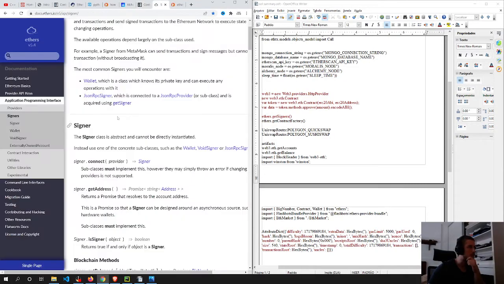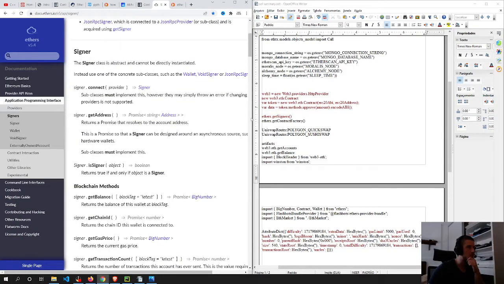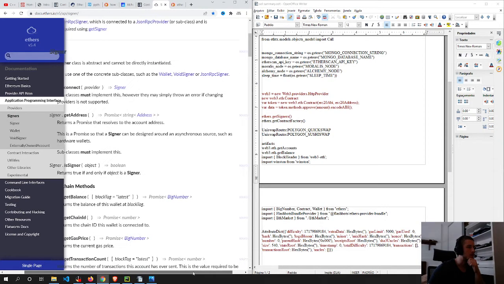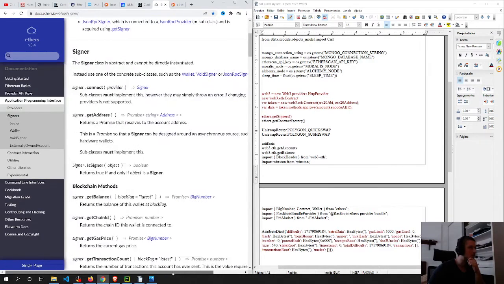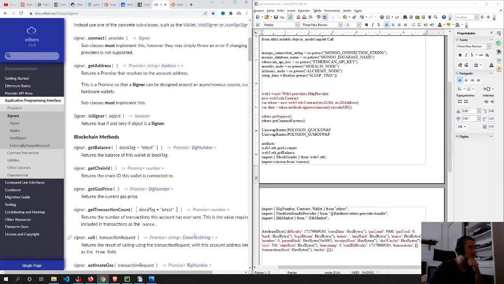Okay, so let me read this here and then I'll move on to the factory. The signer class is abstract and cannot be directly instantiated. Instead, we use one of the concrete subclasses such as Wallet, VoidSigner, and JsonRpcSigner. Subclasses must implement this, however, they may simply throw an error. Returns a promise that resolves to the account address.